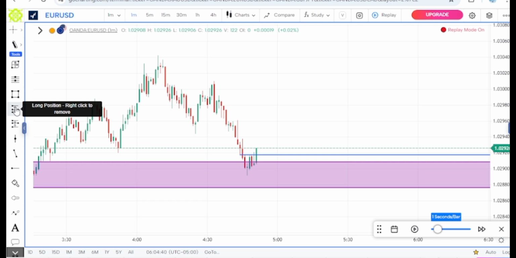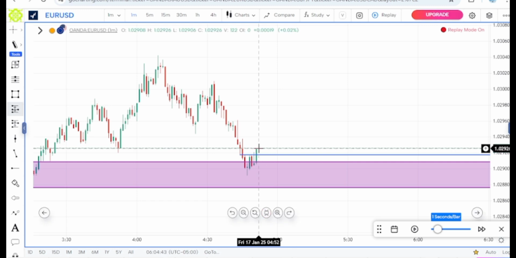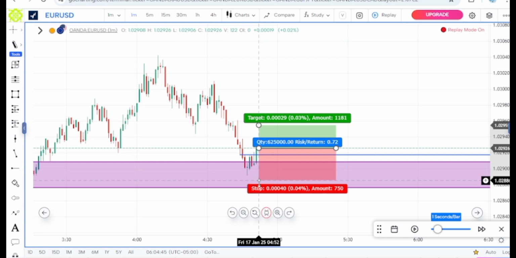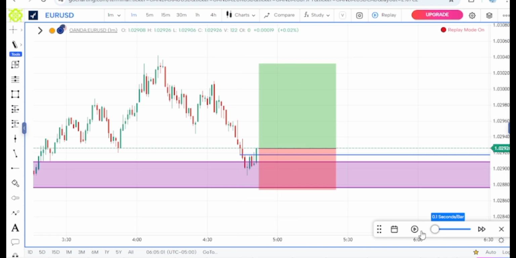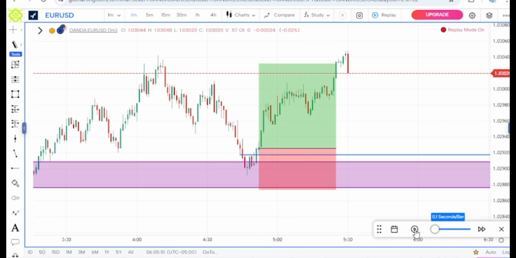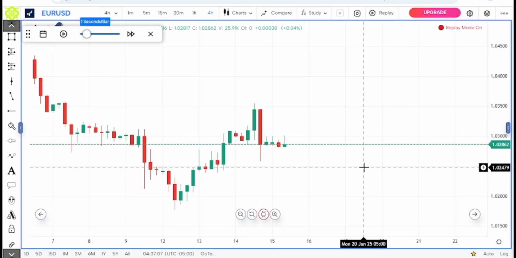As you can see, price reached our key zone and gave us MSS. I'll just enter after this MSS with stop loss below that key zone and take profit of 1 or 2. Let's play it. As you can see, it hit our take profit. We have another example for a sell side trade.